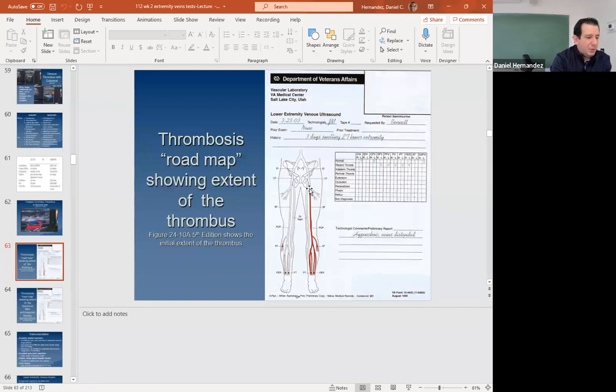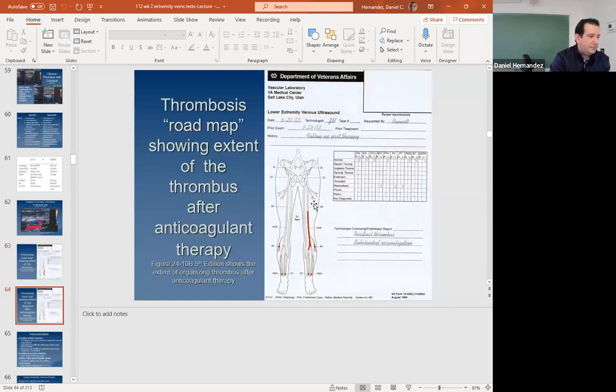try and go back and show an image exactly where that proximal extension is, how far high up it goes. So the doctors can appreciate how far up the thigh. So you may be somewhere in between like mid thigh and proximal thigh. You want to give the doctors a real good indication just how far up it goes. So that roadmap that you provide the doctor will help guide anticoagulation therapy as well.